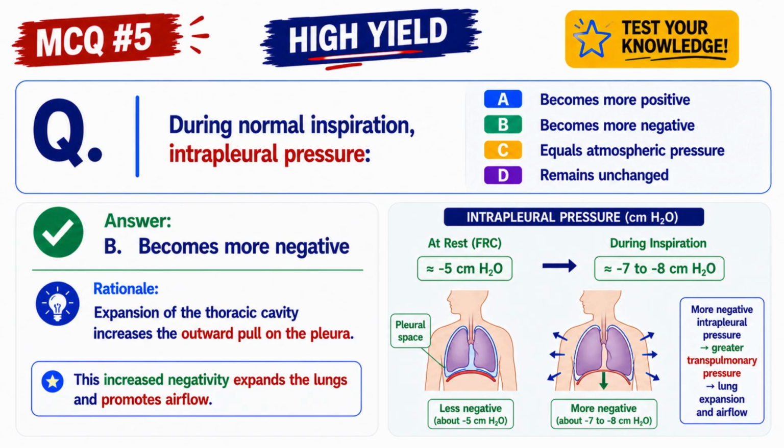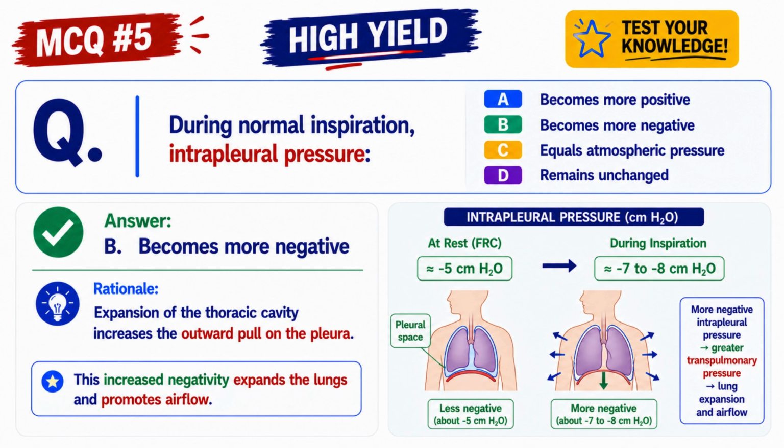Here's why. At rest, end of normal exhalation, intrapleural pressure is approximately -5 centimeters of water. Already negative. This negative pressure is what keeps the lungs expanded against their tendency to collapse. During inspiration, the diaphragm contracts and descends. The external intercostal muscles contract. The thoracic cavity expands. As the thoracic volume increases, the intrapleural space enlarges.